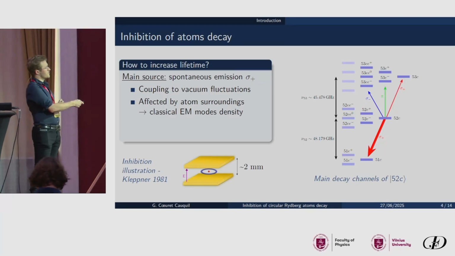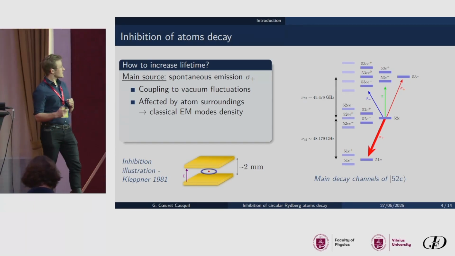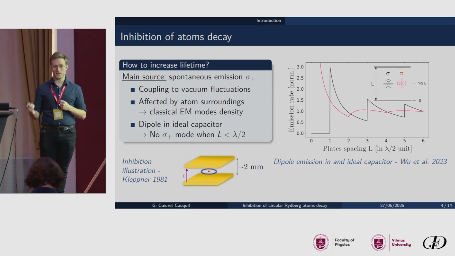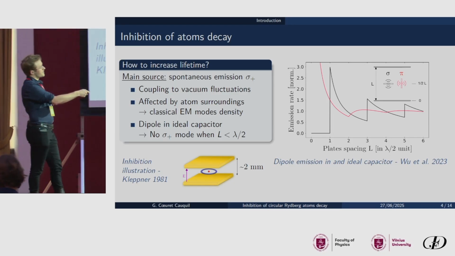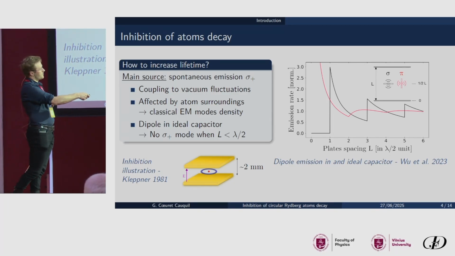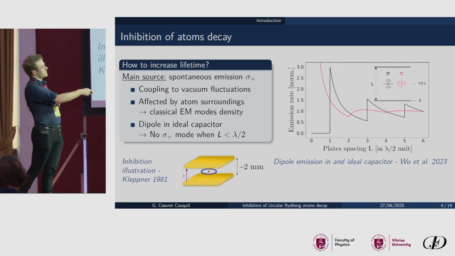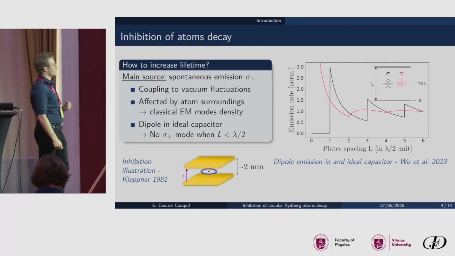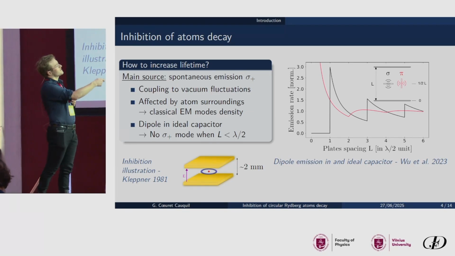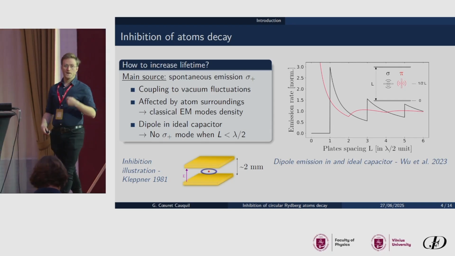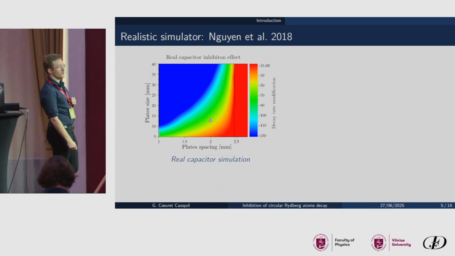This can be done by simply putting the atoms in between two planar plates spaced by 2 millimeters. To study this, you can simulate it with just a classical dipole decay. What we see is that for circularly polarized light, if you put your dipole in between two plates and look at the different spacings, when the spacing is below lambda over 2, half of the wavelength, you don't have radiation anymore, which would be the case for our atom. However, if it's pi transitions, then it's not inhibited, but that's something we can get rid of by going to cryogenic temperatures. Well, this was for an ideal capacitor, so what about a realistic one?